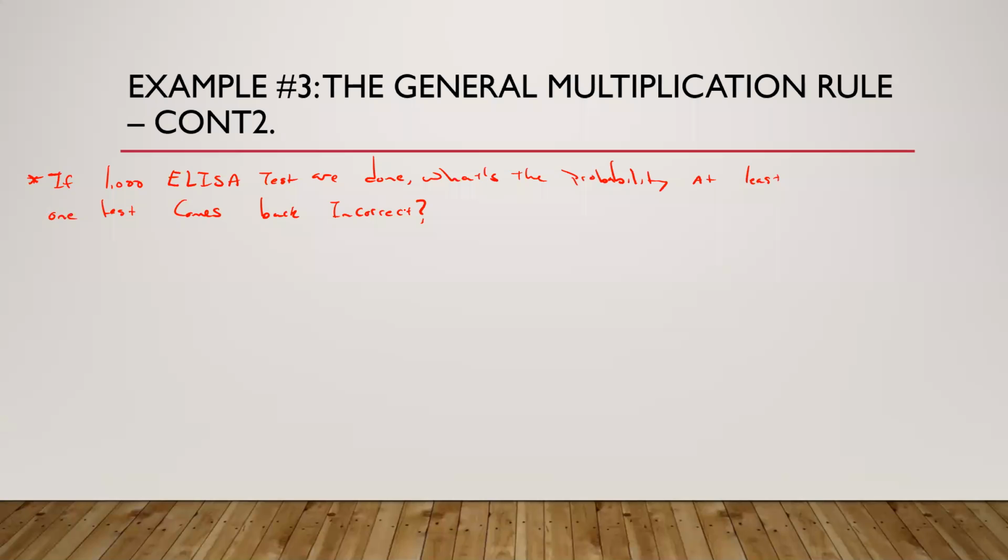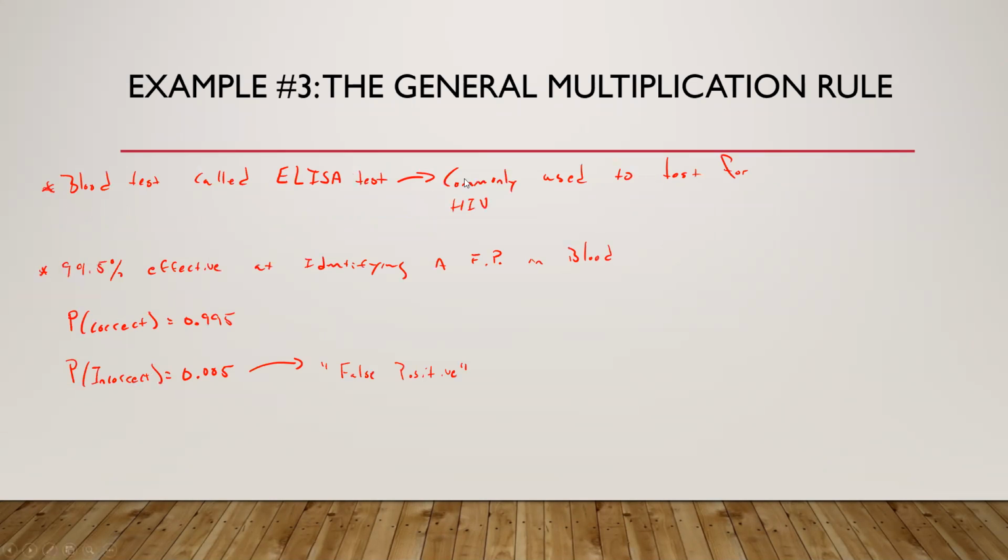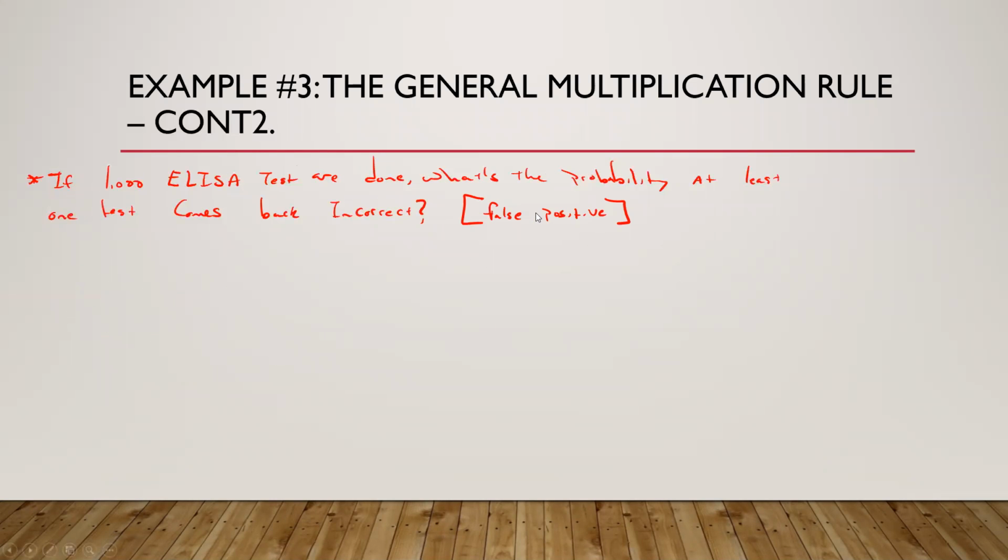What's the probability at least one test comes back incorrect? So what does it mean to be incorrect again? It's a false what? Positive. Yeah. So basically, let's keep it with the HIV example because that's the most common use for it. That means at least one person today is going to take the test and they're going to say, "Hey, you have HIV," when in reality they do not have HIV. Okay, that's a scary outcome, right?